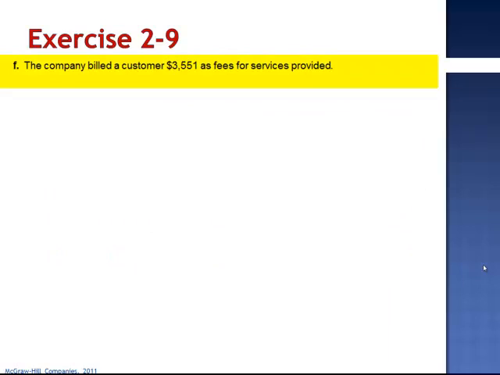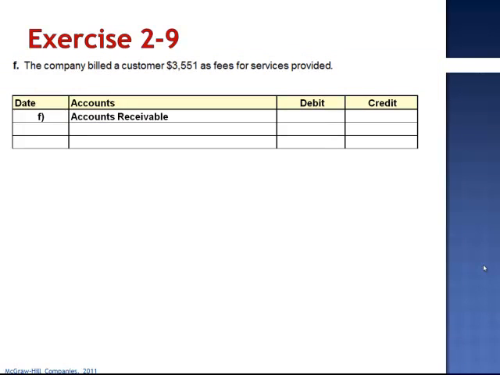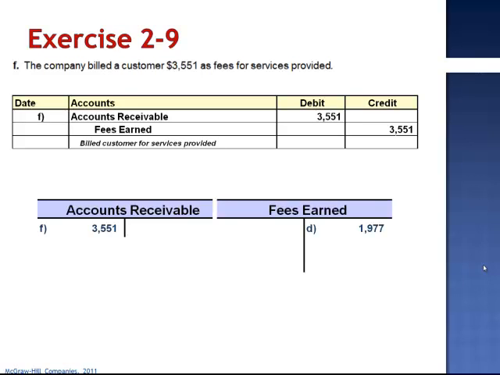Letter F. The company billed a customer $3,551 as fees for services provided. The journal entry debits accounts receivable and credits the revenue account fees earned. Debit accounts receivable and credit fees earned.